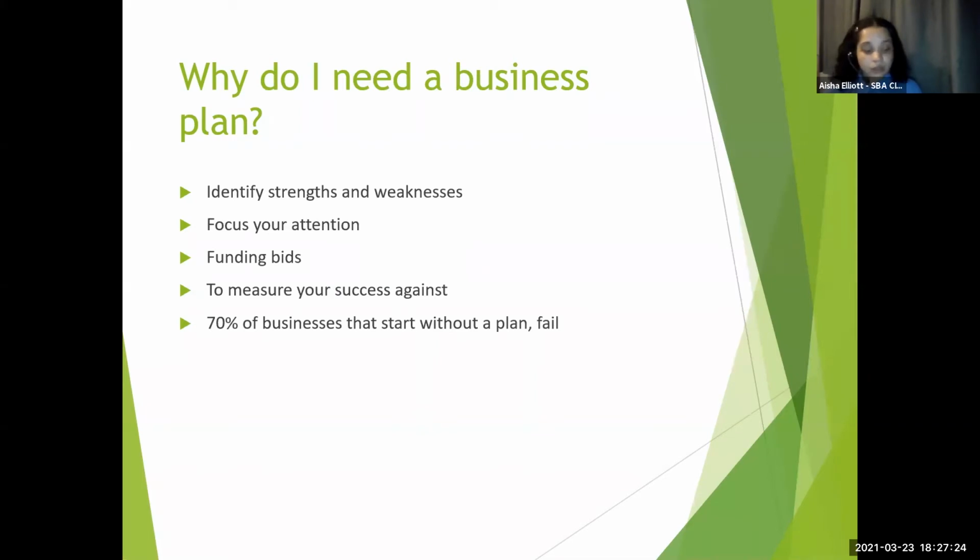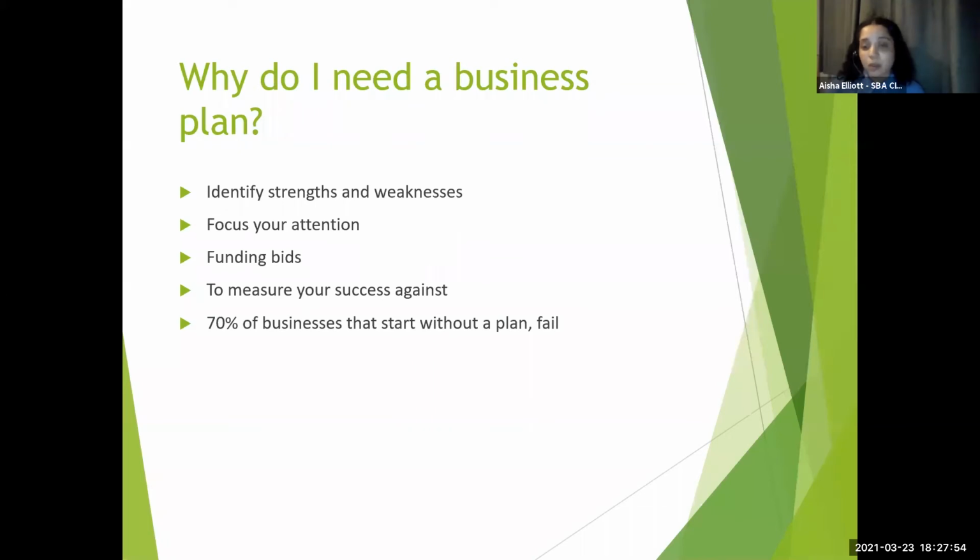Not only that, but a business plan will be required in pretty much all circumstances when you're applying for funding. So if you are interested in getting grants, so that's money that doesn't have to be paid back, you will need a comprehensive business plan. It's worth knowing that 70% of businesses that start without a plan most likely fail.